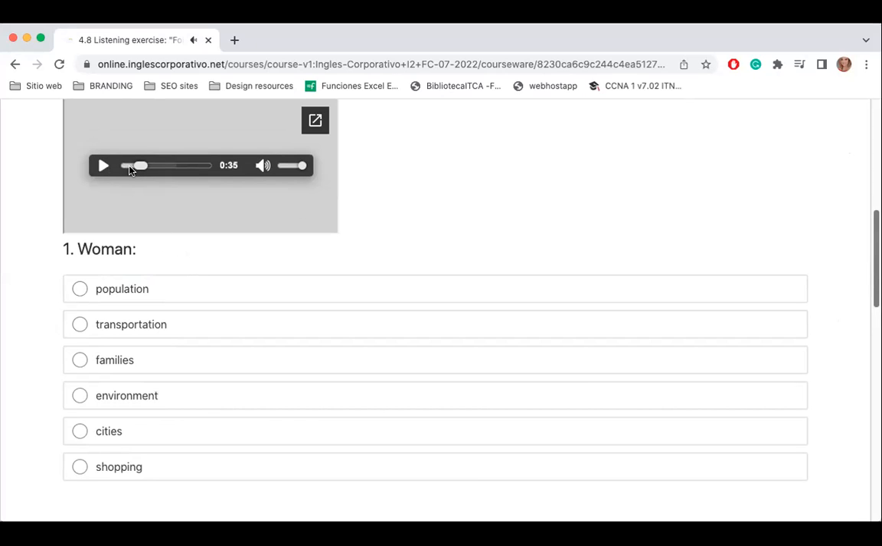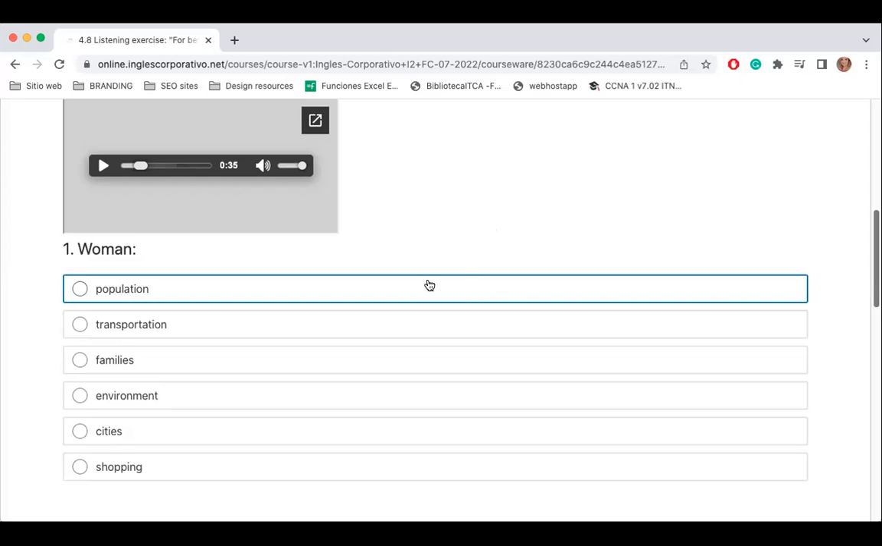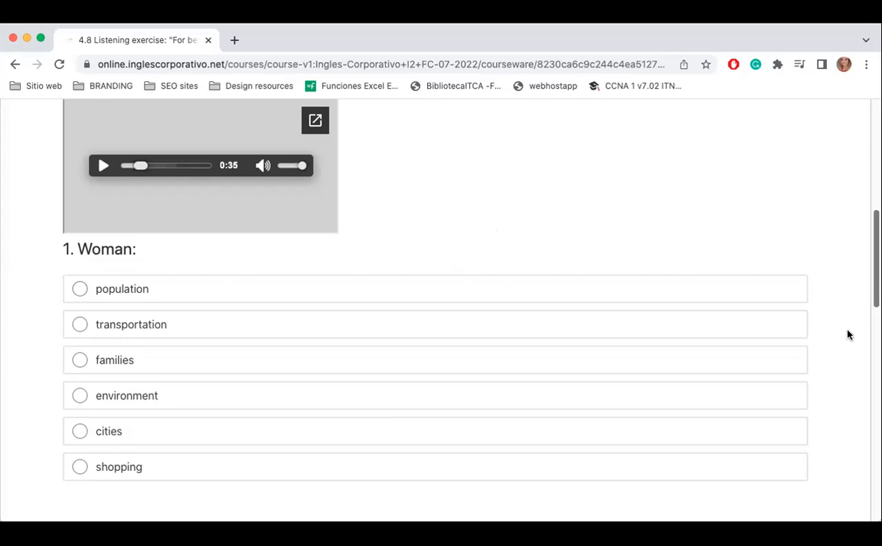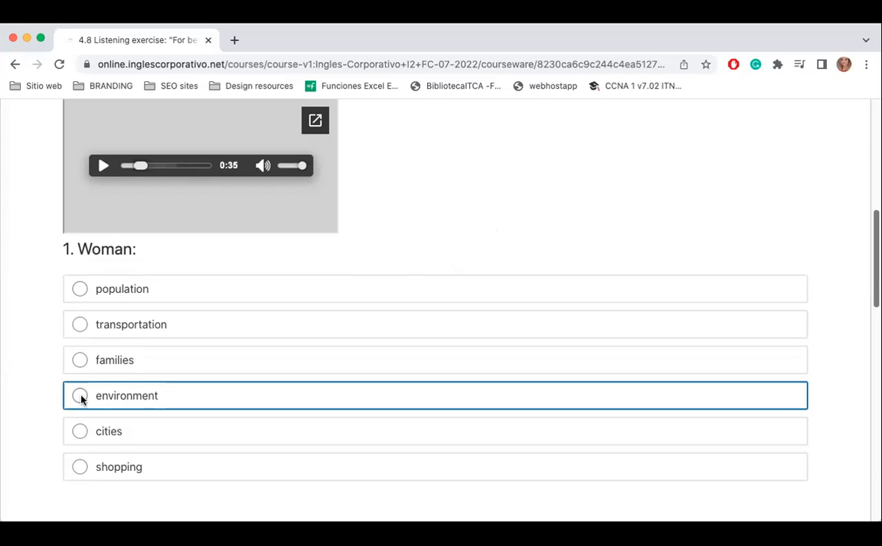Two. How do you like... ¿Oí de qué hablaba la mujer? Her living. ¿De qué? Donde ella vive. Pues sí, pero ¿de qué? At the trees. Look at the list of topics. ¿Estaba hablando de población? No. ¿De transporte? No. ¿De familias? No. ¿Del ambiente? Yes. Okay, so it's environment. About cities. Environment, yeah. She was saying the neighborhood has changed a lot because in the beginning there were not too many trees, but now it's greener. Greener es más verde.